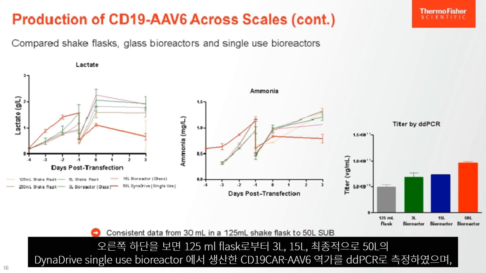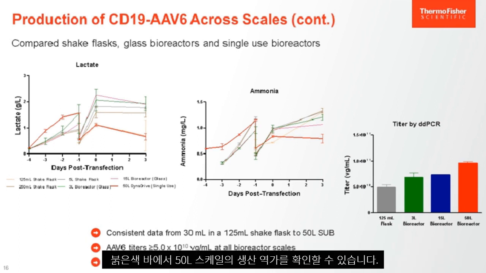And then to the far right, we can see the anti-CD19 CAR AAV6 titers as determined by ddPCR for a select number of the bioreactors, going from typically our smallest scale 125 ml flask to the 3-liter and 15-liter bioreactors, and finally to the 50-liter DynaDrive single-use bioreactor in the red bar. All of these, once again, were attaining VG per mil of 5E10 or higher.